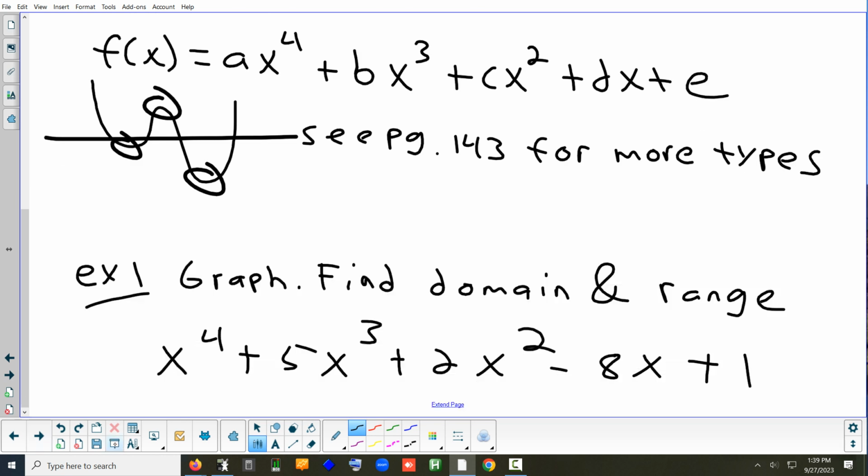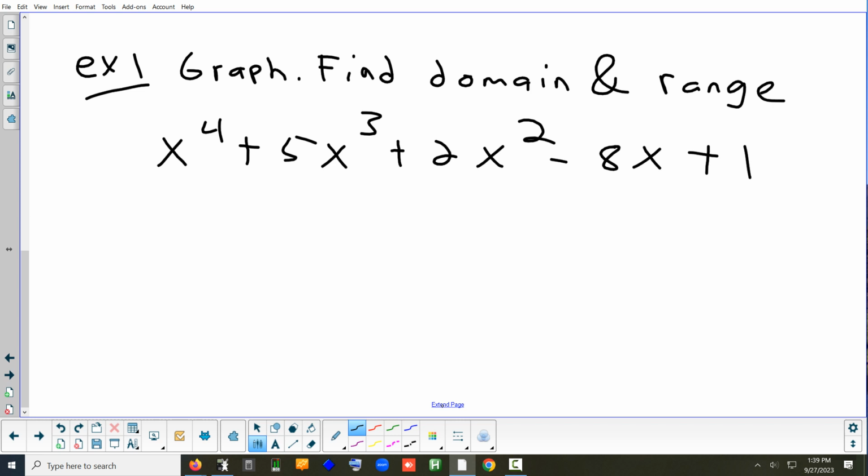Okay, so let's try finding the domain and range of this. Okay. Well, that's a polynomial. I'll just set it equal to f of x. What's the domain? All real numbers. There's no square roots in that problem, and there's no fractions with variables in the bottom. So the two things that would mess you up for the domain are not in this question. So all real numbers.